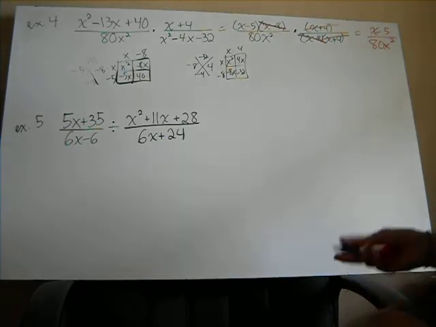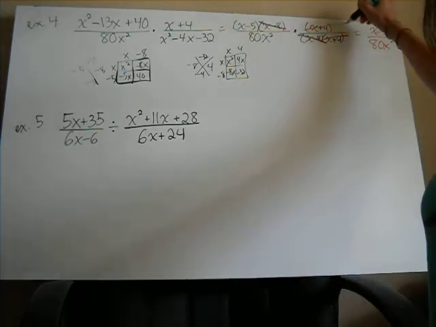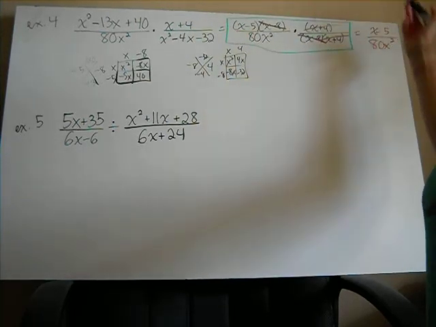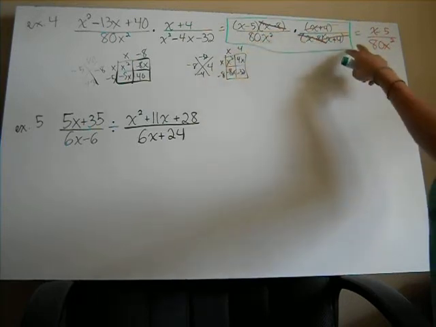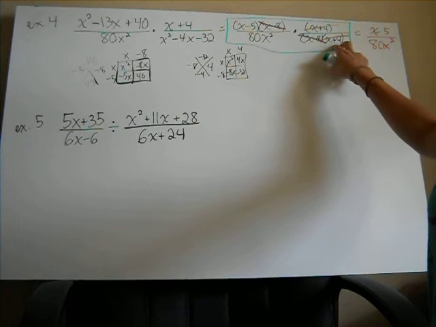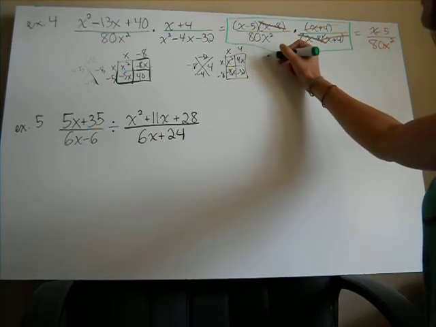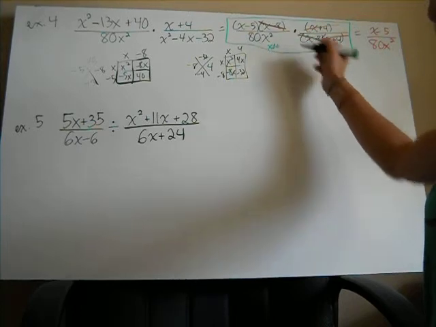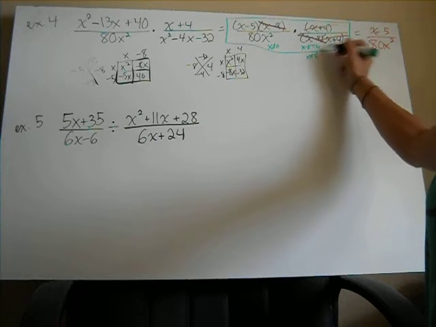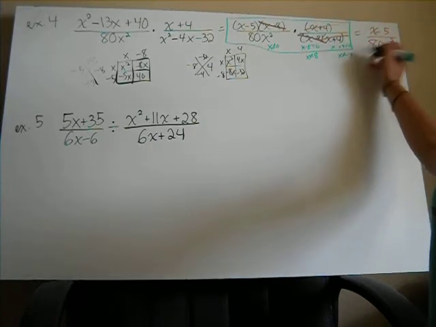Now we do need to worry about our excluded values. The excluded values, remember, are values that would make the denominator equal to 0. Where I look for that is right here, where I've already factored everything, but before I've canceled things out. So right here, if I were to set that equal to 0 and solve, x could not equal 0. If I set x minus 8 equal to 0, then x can't equal 8. And if I set x plus 4 equal to 0, x can't equal negative 4.